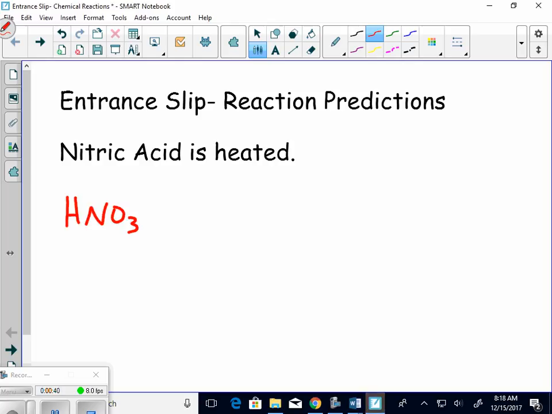HNO3, based on my acid rules. I know that it is heated, so I'm putting a little triangle above. What am I dealing with? What am I decomposing? Decomposition number 5. So this is a decomp number 5. Decomp number 5 tells me that I have an oxyacid heated to give me a nonmetal oxide and water.